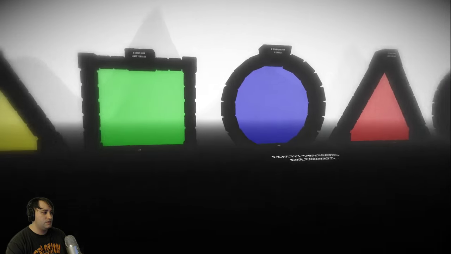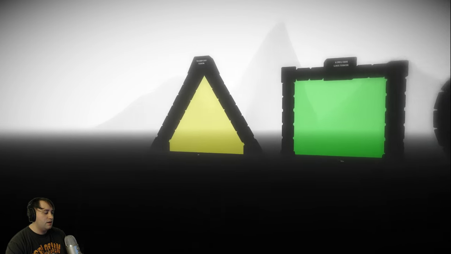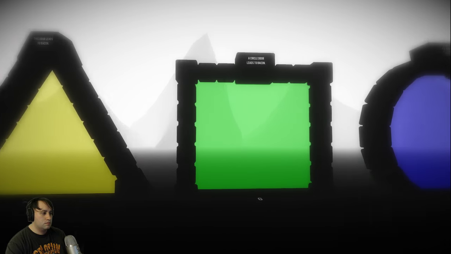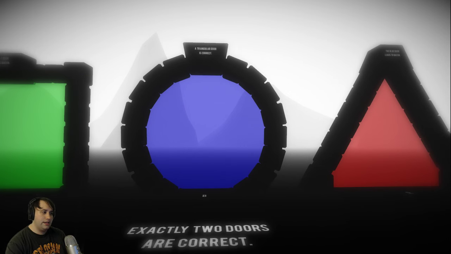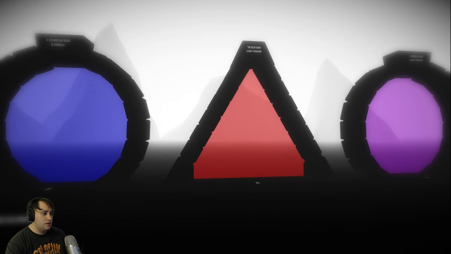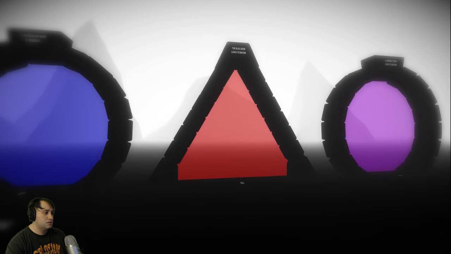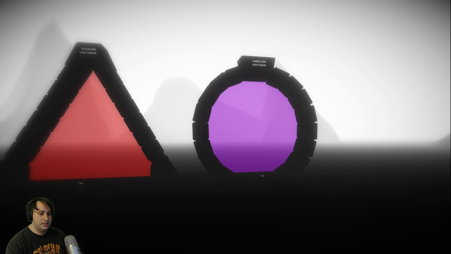All right, exactly two doors are correct. Great. Geez, do we have six now? No, there's just five. I'm bad at counting. All right. This door leads to bacon. A circle door leads to bacon. A triangular door is correct. The blue door leads to bacon. A correct door leads to bacon.